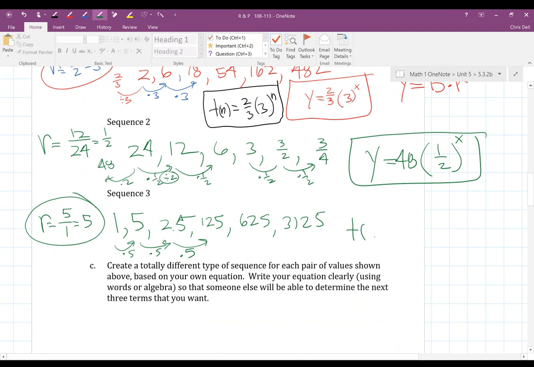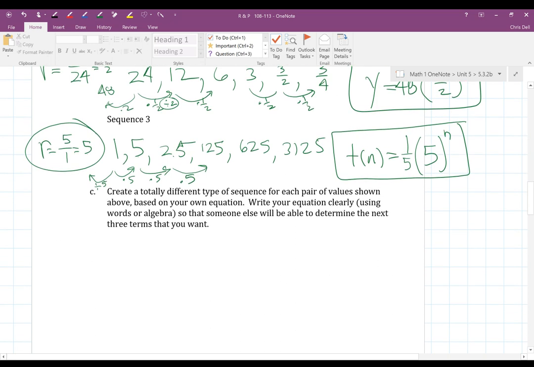So t of n is equal to what? Well, the common ratio is 5. So I know it's 5 to the n, right? Every term number is being multiplied by 5. But what would have been that initial term, right? So if we go backwards, I'm going to divide by 5 to determine that 0 term. So 1 divided by 5 is 1/5. So there's this t of n for sequence 3 as a geometric.